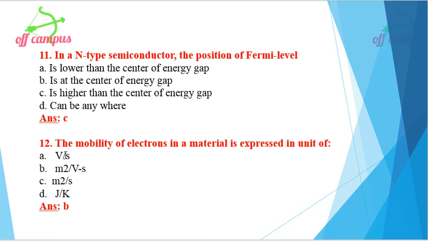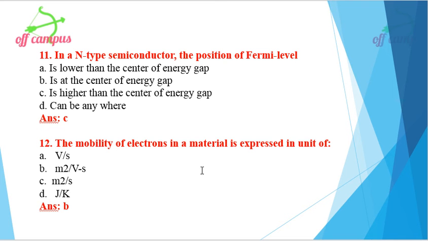Then this one, question number 10: the mobility of electrons in a material is expressed in a unit of, what is the unit of mobility of electrons? How can we find the formula for mobility? Velocity V equals mu E. Mu is denoted as mobility, V is the velocity of the electrons, and E is the electric field. So mobility mu equals V by E.